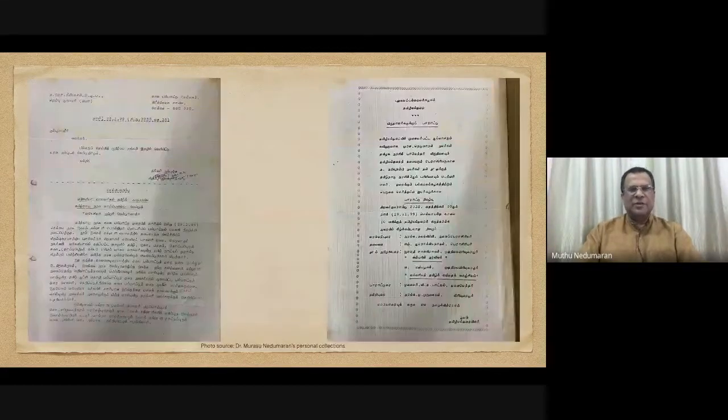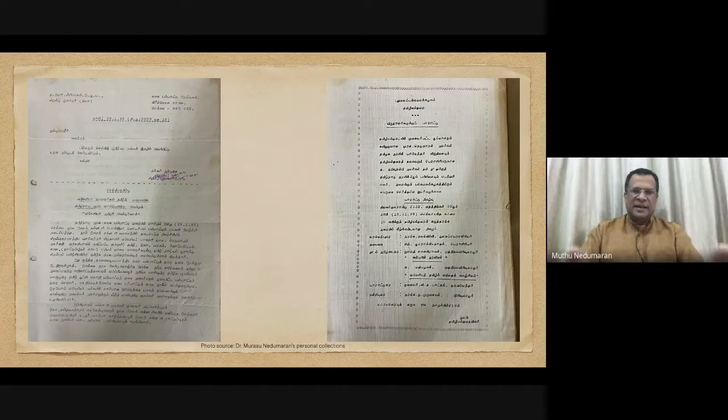Now, even if you look at a typewritten document, this is a Tamil typewritten document, again from the archives of my dad, his collection. So these are valid documents. And you also have a date on the document. I think it's in the 90s or late 90s. Yeah, it's around the late 90s.